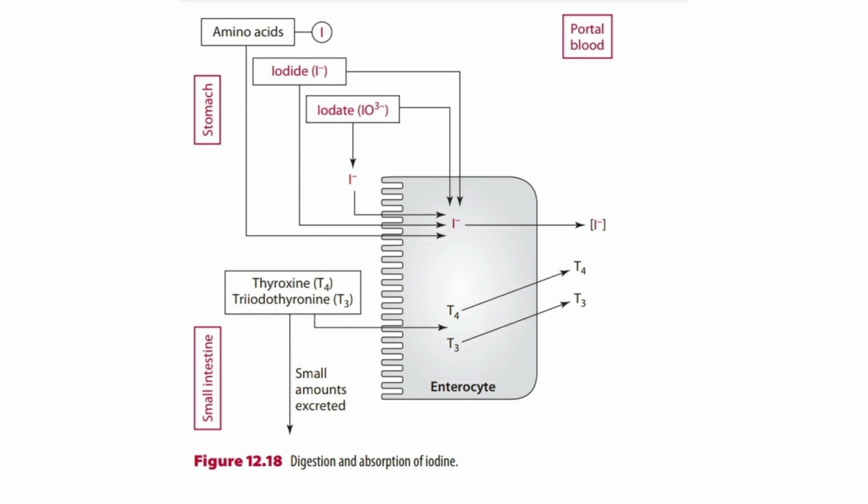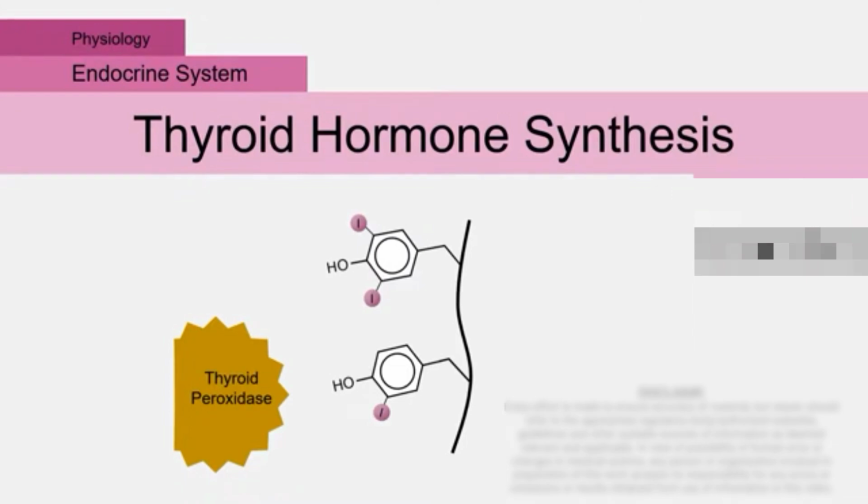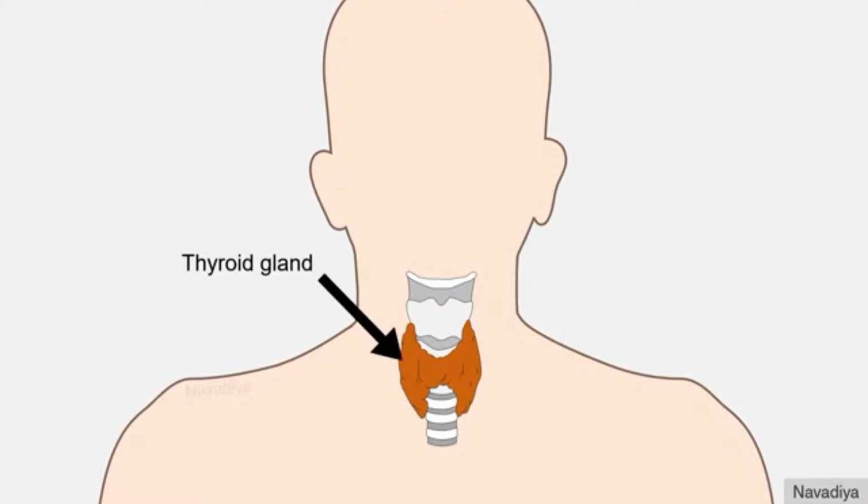Iodide is distributed throughout the extracellular fluid, from which it is capable of permeating all tissues. Iodine is most highly stored in the thyroid gland, with lesser amounts found in the ovaries, placenta, skin, salivary, gastric and mammary glands. Next we will see synthesis of thyroid hormone. They are synthesized in the thyroid gland.